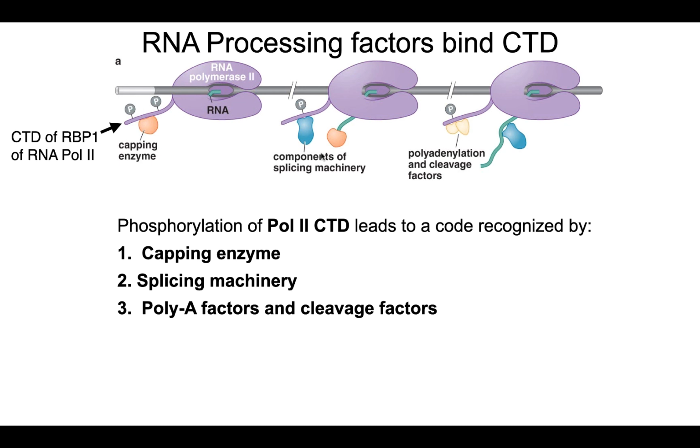Now once all that is completed, while transcription is still occurring, the phosphorylation pattern changes for the last time. That attracts the polyadenylation and cleavage factors, so that when that particular cleavage sequence that we'll talk about soon emerges, these proteins will bind to it, cut that messenger RNA, and end the transcription.